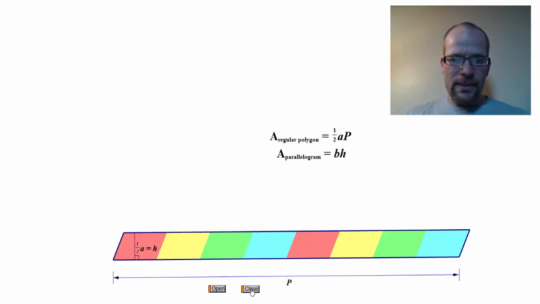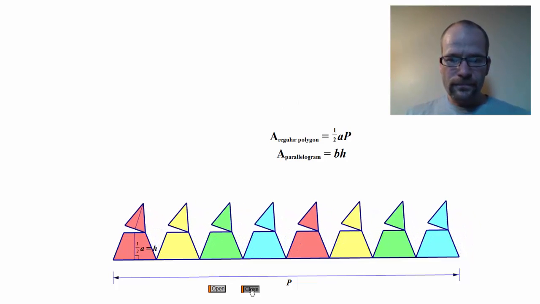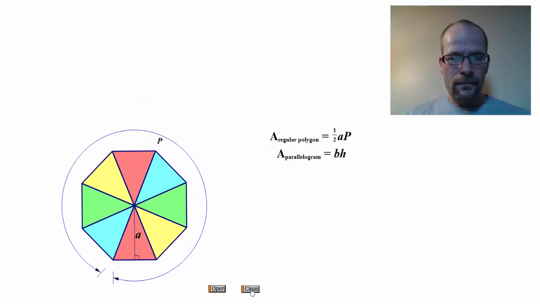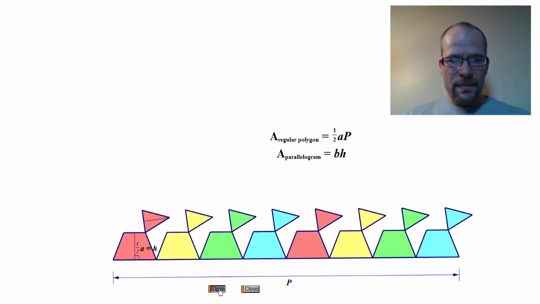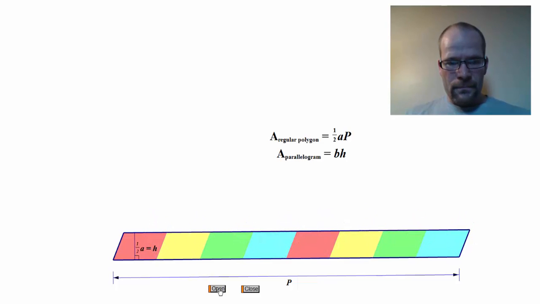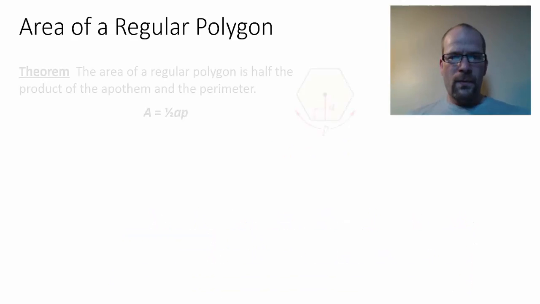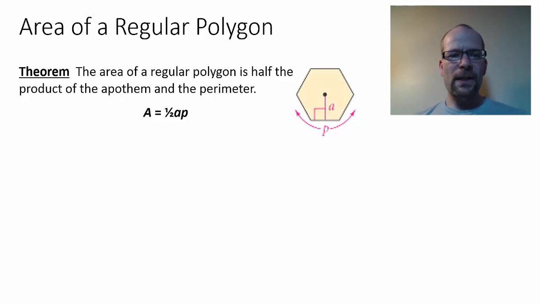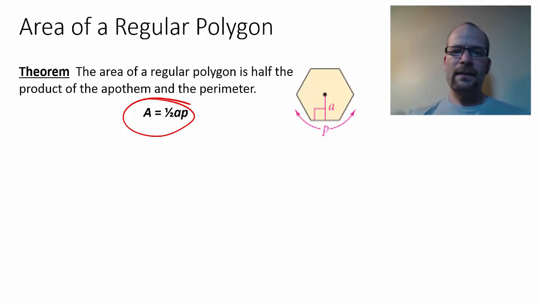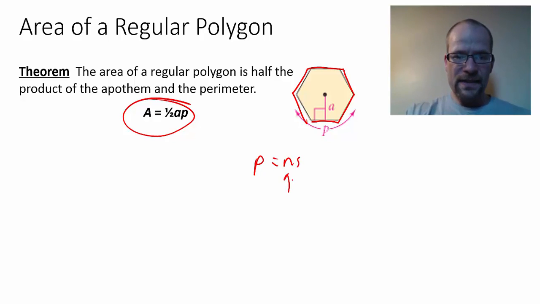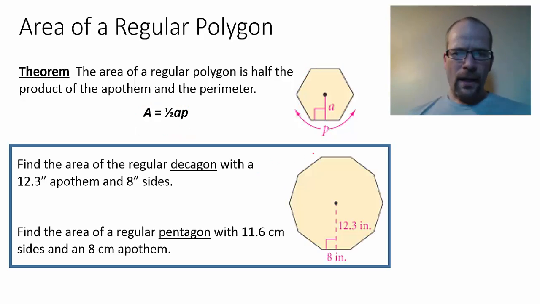Let's just look at that a couple more times. There's the regular octagon, and it becomes a parallelogram. And so we derive the formula. We can state that as a theorem: the area of a regular polygon is half the product of the apothem and the perimeter. Again, A equals 1/2 aP. Keep in mind that that perimeter is equal to ns, that is the number of sides times the length of one side. Here's a quick review problem.